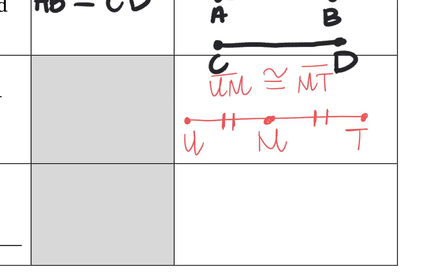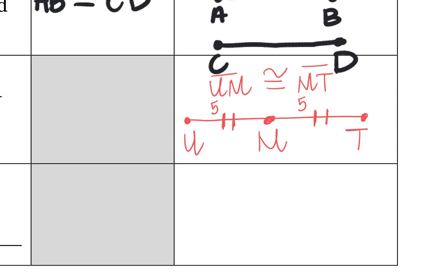De U a M es igual a M a T. ¿Ok? Si U a M tiene una distancia de 5, M a T también tiene una distancia de 5. ¿Ok? En otras palabras, para que entiendan bien esta definición, es muy, muy importante. La vamos a estar usando para el día de hoy, la definición del punto medio.